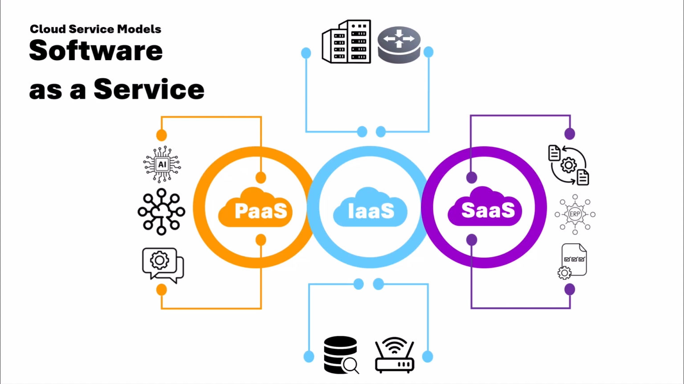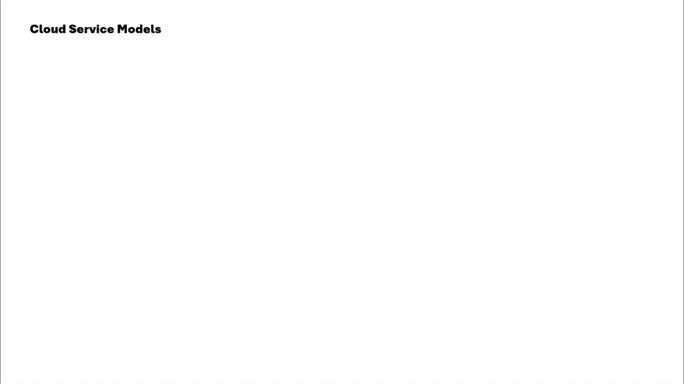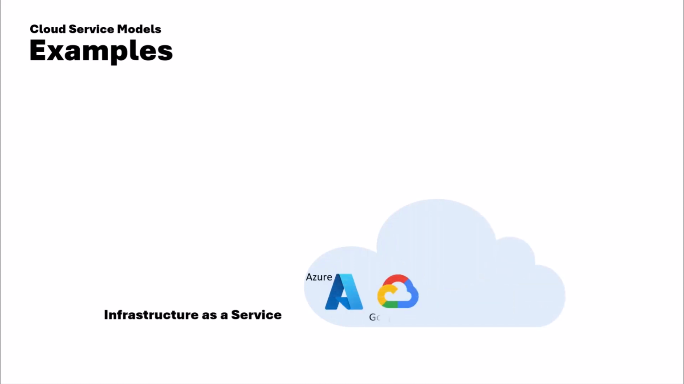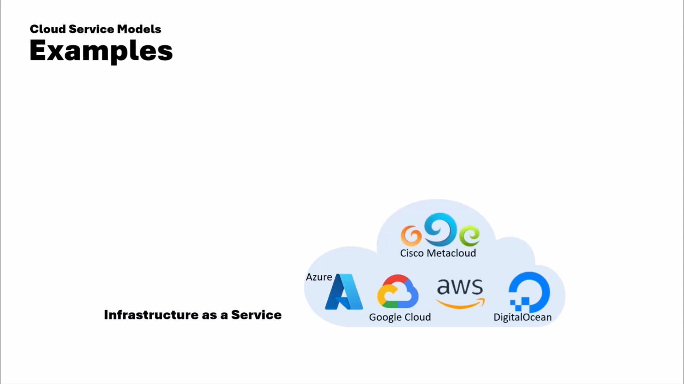Now that we've explored the different cloud service models, let's take a closer look at some real-world examples to give you a better understanding of how they're applied in the industry. First up, we have infrastructure as a service. This model provides the fundamental building blocks for your computing needs. Here are some popular examples.